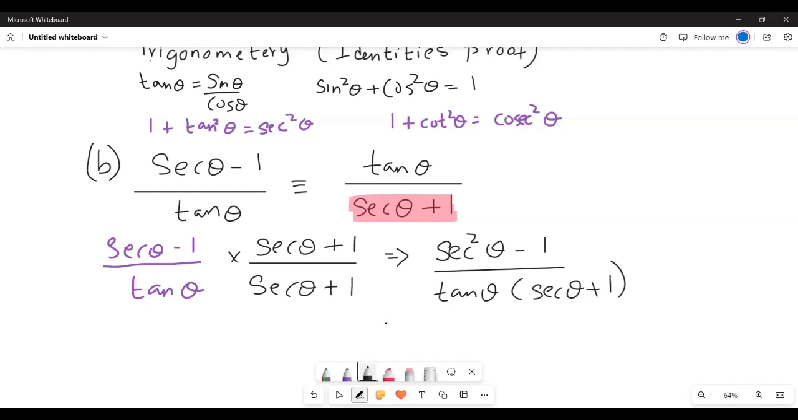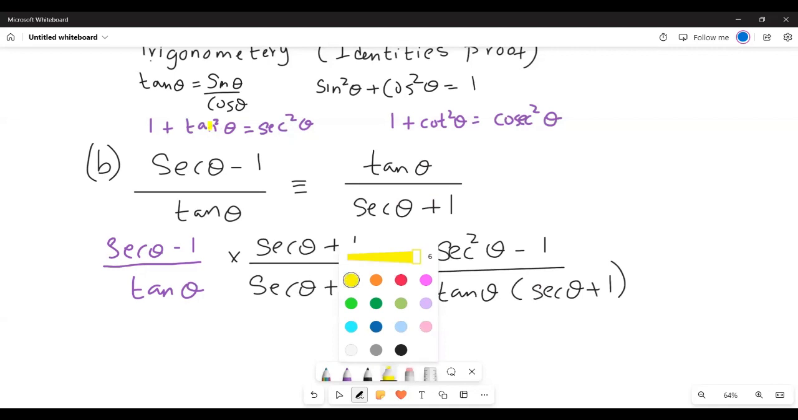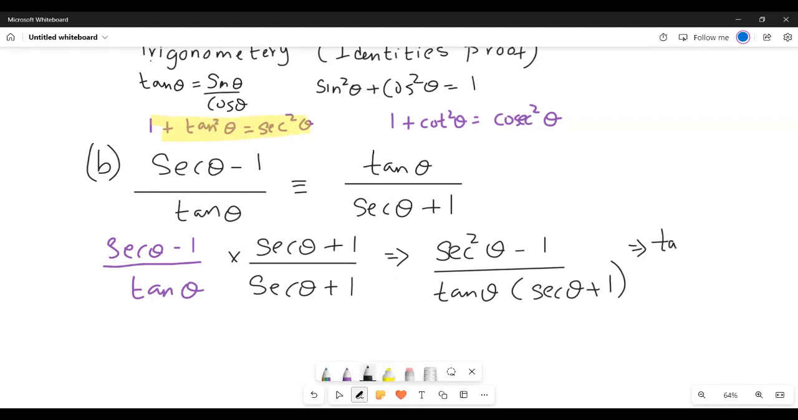Okay. So secant square theta minus 1 can be replaced with tan square theta from this identity. So secant square theta minus 1 is actually tan square theta. Now the tan theta in the numerator and denominator cancel out, and we get the required identity.